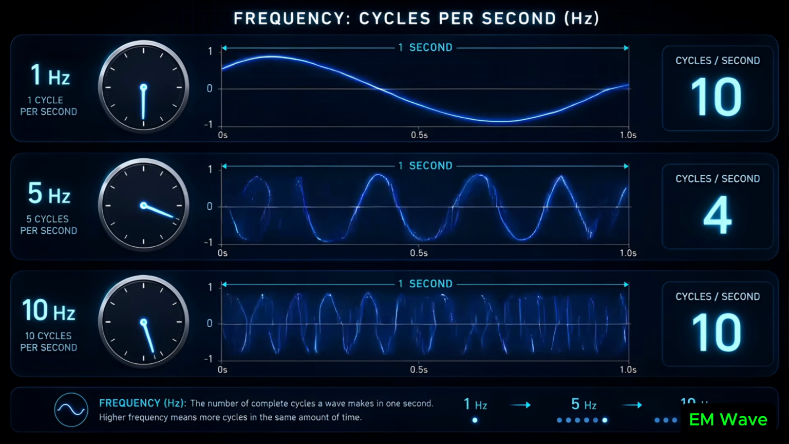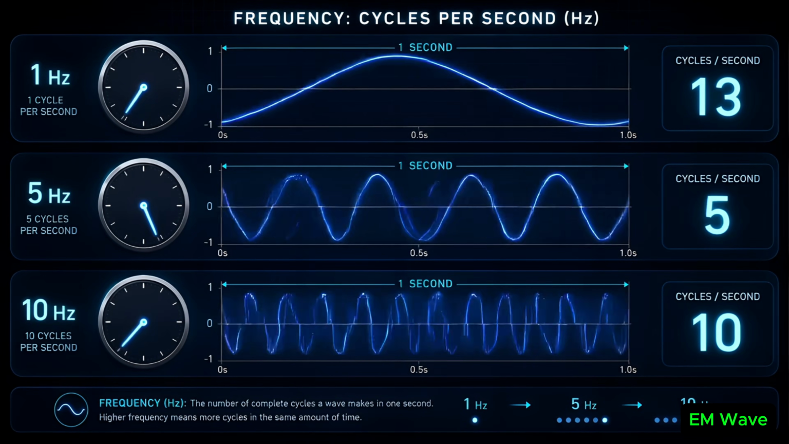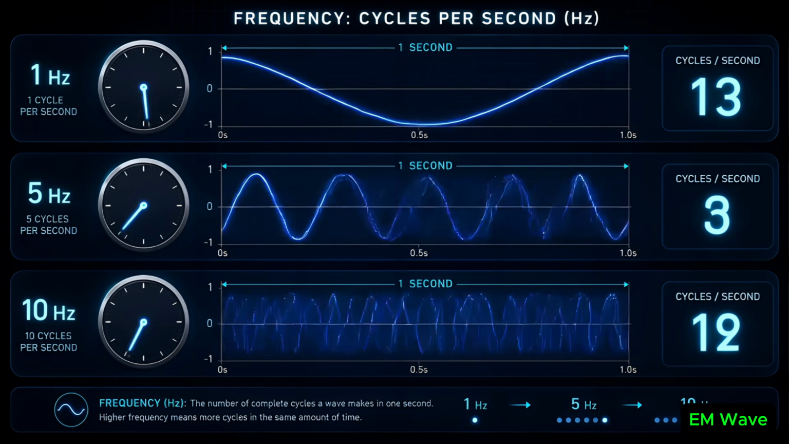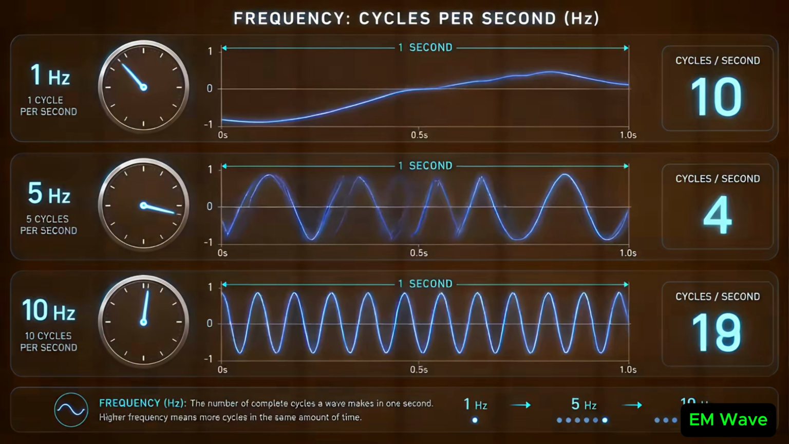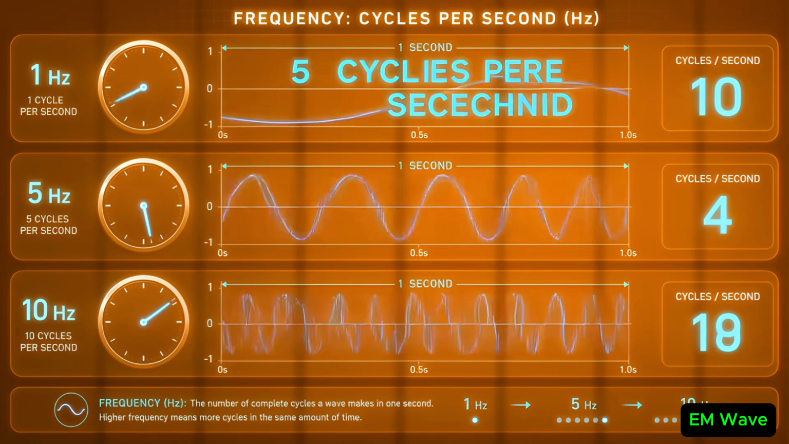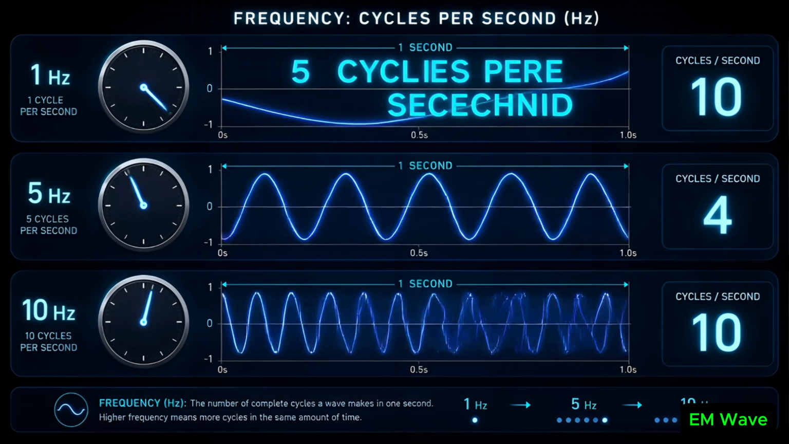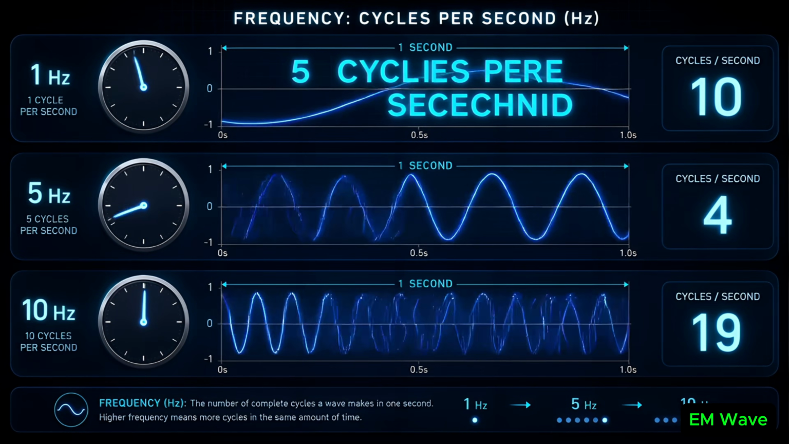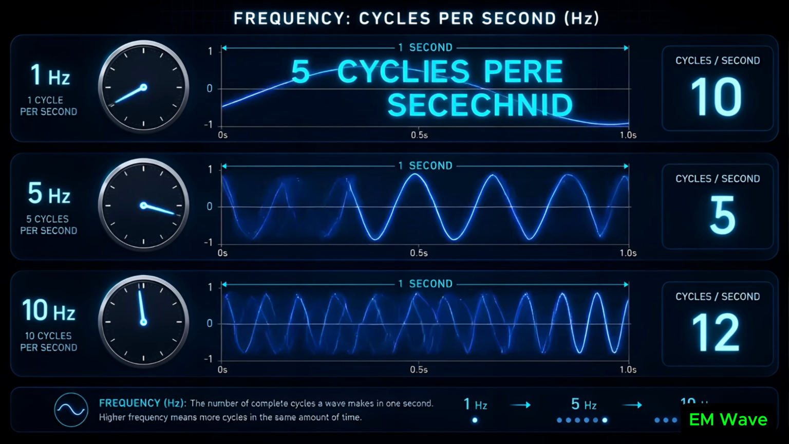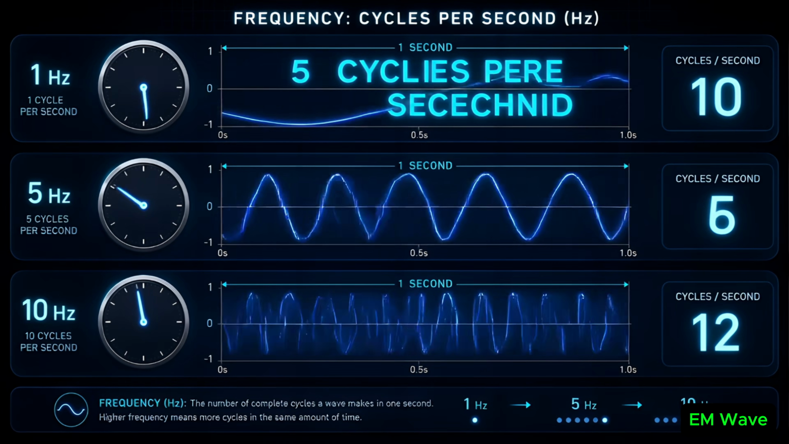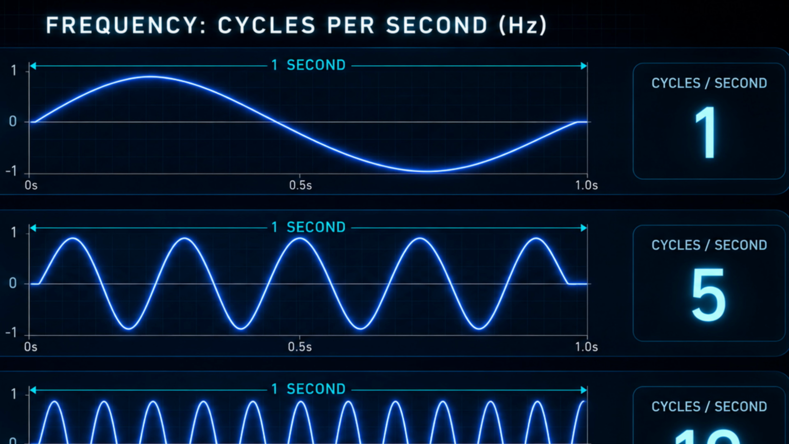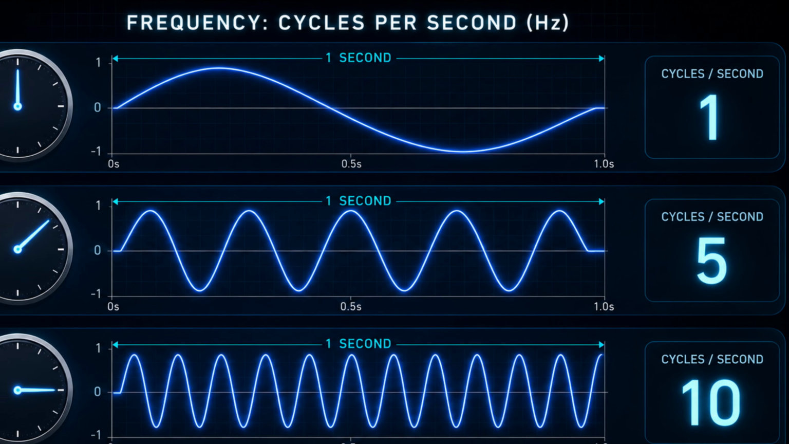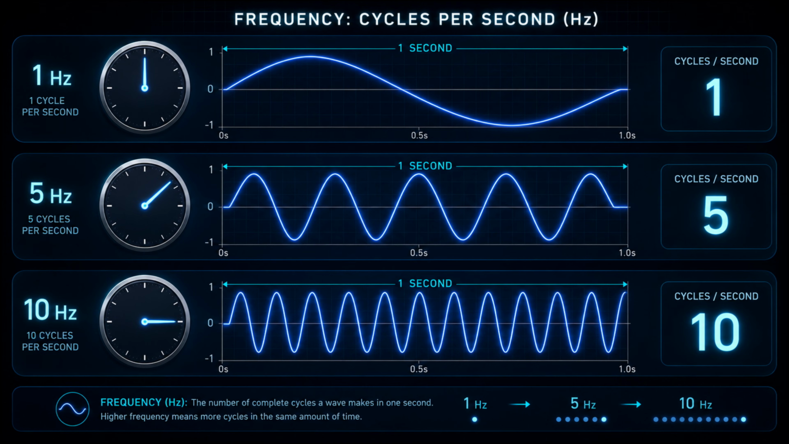Frequency tells us how many wave cycles occur every second. The unit of frequency is Hertz, abbreviated as Hz. One Hertz means one cycle every second. 10 Hertz means 10 cycles every second.